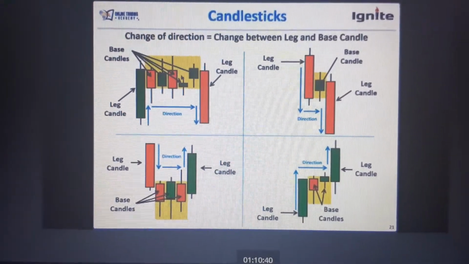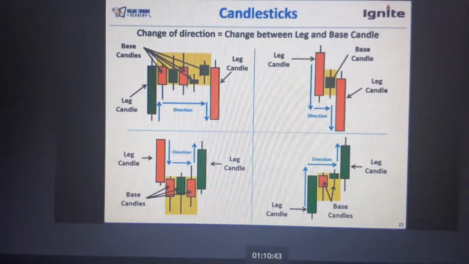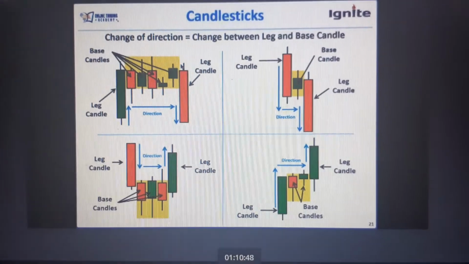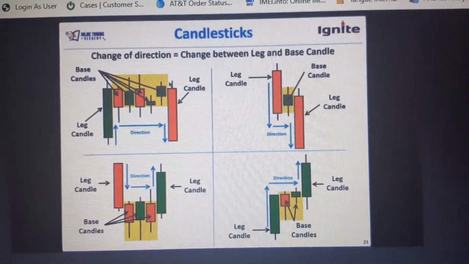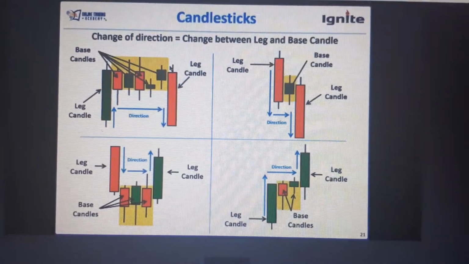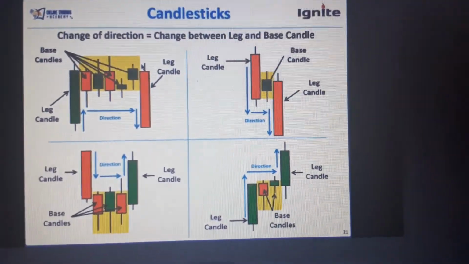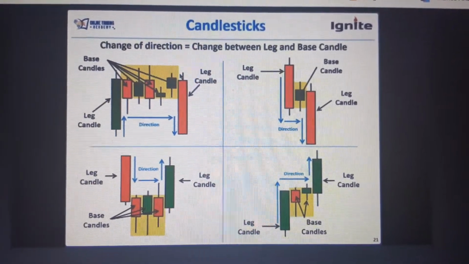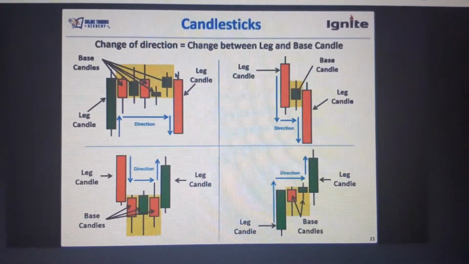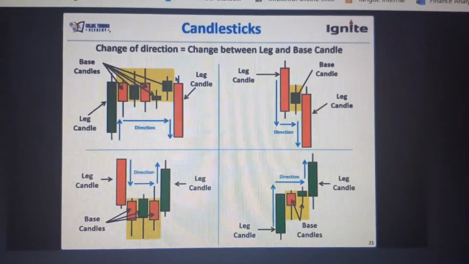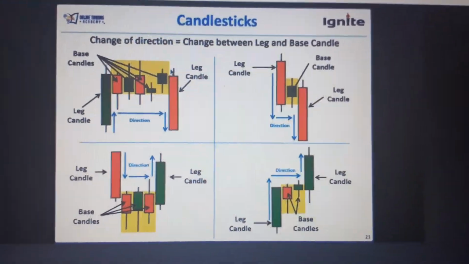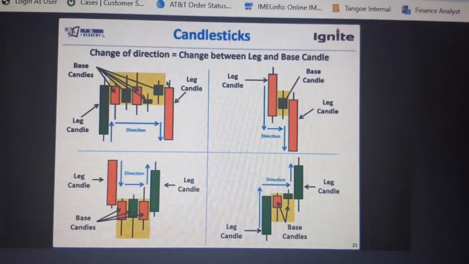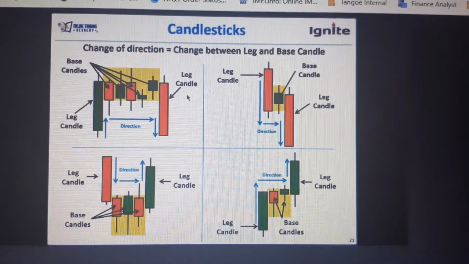Why are these base candles? This yellow colored portion, why are these base candles? Body is less than or equal to 50% of the range. That is why this is a base candle. So now you can look through naked eyes. There is no need to calculate or be very precise about that. To your naked eyes, it seems right.